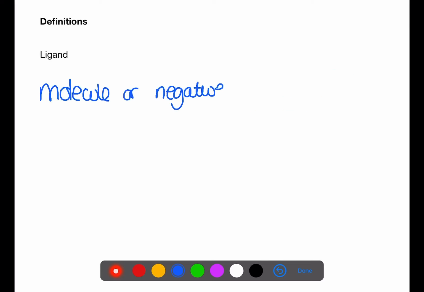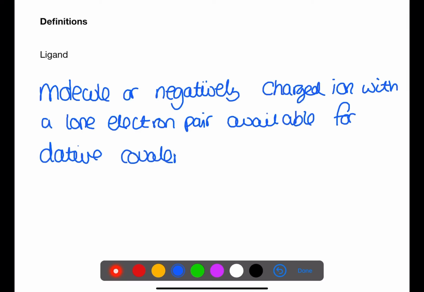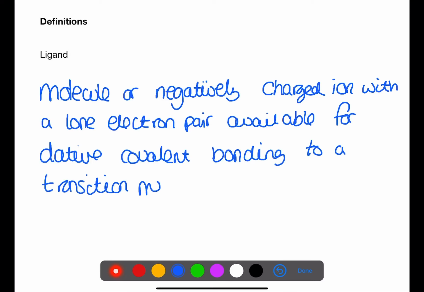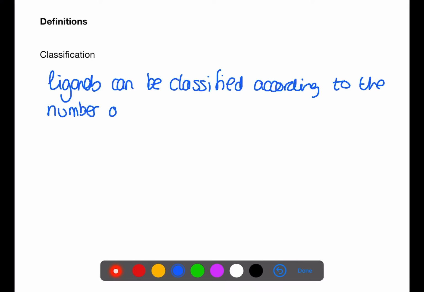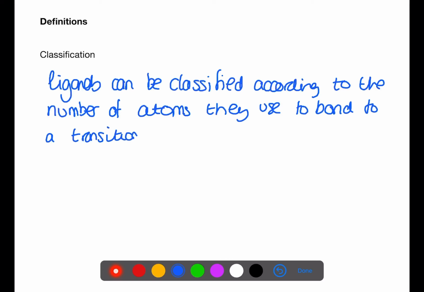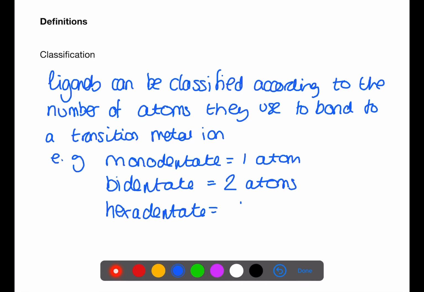A ligand is a molecule or negatively charged ion with a lone electron pair available for dative covalent bonding to a transition metal ion. Ligands can be classified according to the number of atoms that they use to bond to the transition metal ion. For example, a monodentate ligand would use one atom to bond, a bidentate ligand would use two atoms to bond, and a hexadentate ligand, such as EDTA, would use 6 atoms to bond.